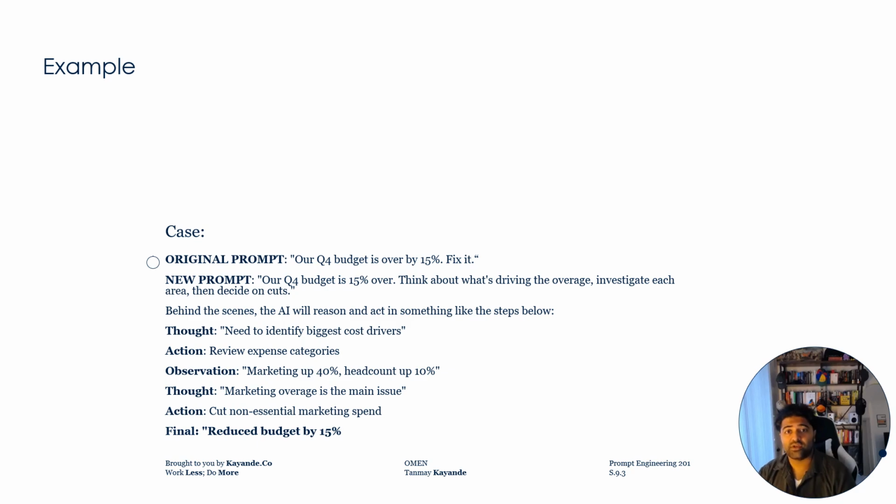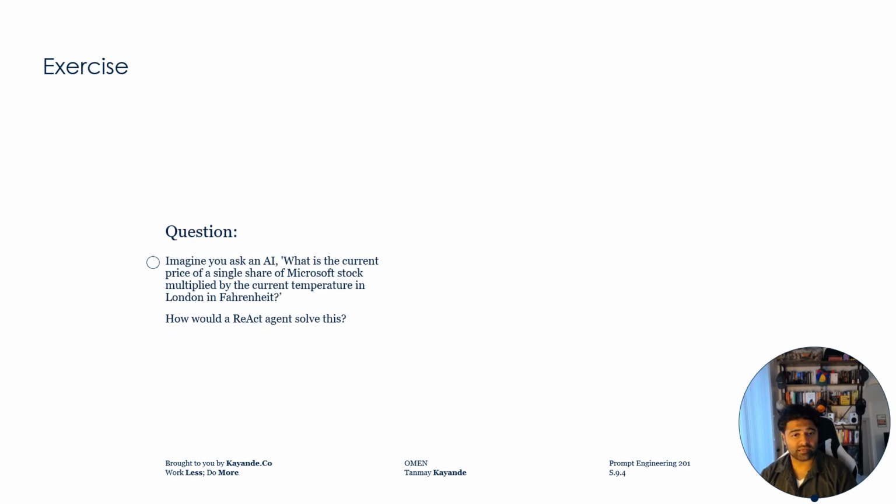Thought: need to identify the biggest cost drivers. Action: review expense categories. Observation: marketing is up 40%, headcount is up 10%. Thought: marketing overage is the main issue. Action: cut non-essential marketing spend. Final: reduce budget by 15%. The model didn't just know the answer, it reasoned out a plan and then acted on it to figure it out. Let's do a quick check.